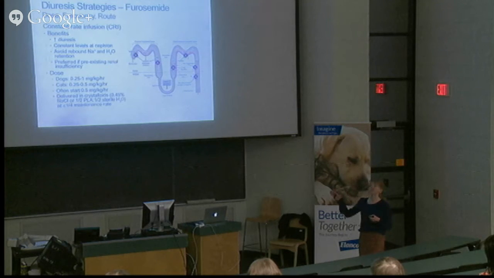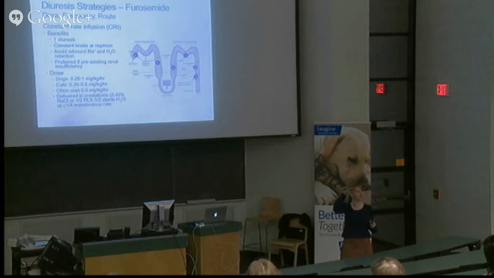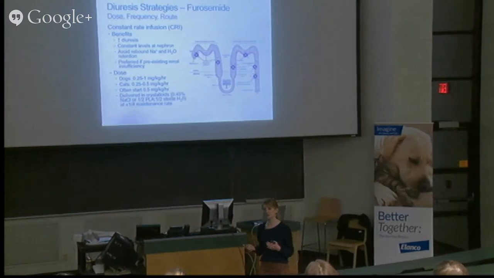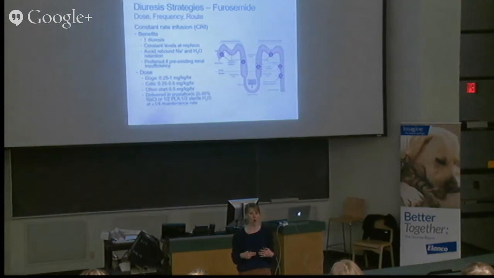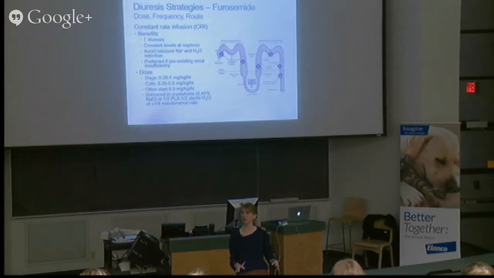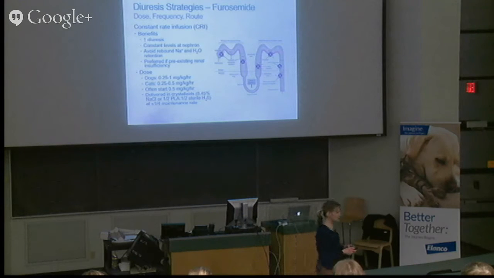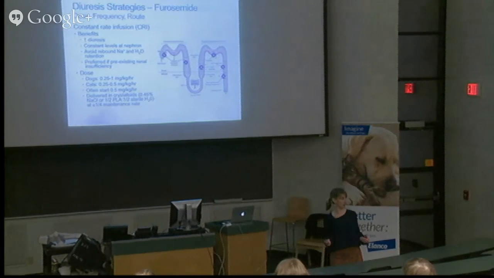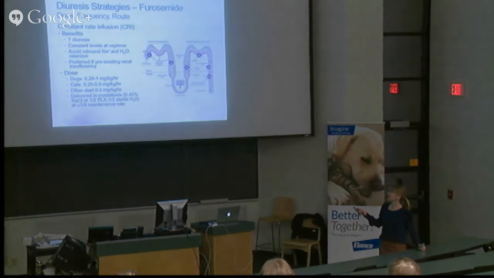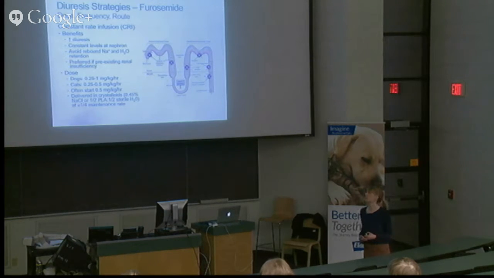Which kind of brings us to this next idea of, okay, what if we could have constant levels at the level of the kidney? Might that be more efficacious? There's still some controversy as to whether this actually translates into better outcomes for acute heart failure patients. Nevertheless, there is some sense that you can potentially achieve greater diuresis with this technique, delivering constant low levels, and you avoid that rebound sodium and water retention. It is sometimes preferred in the human literature if there is pre-existing renal insufficiency. So that's the other scenario where it might be used.